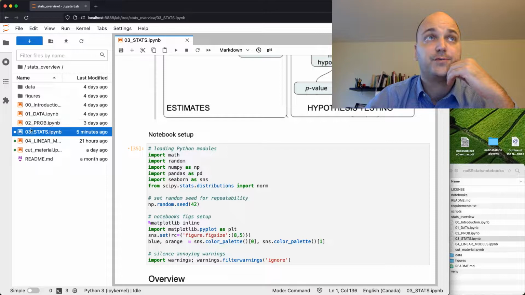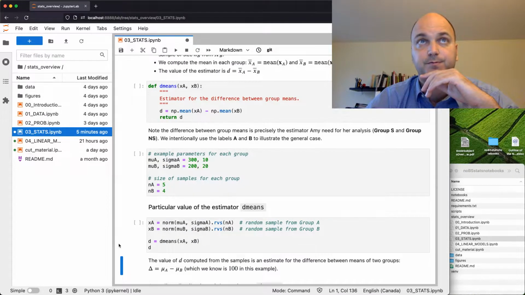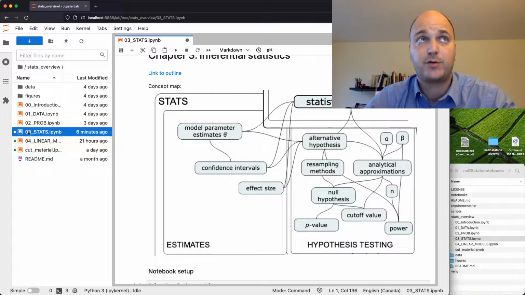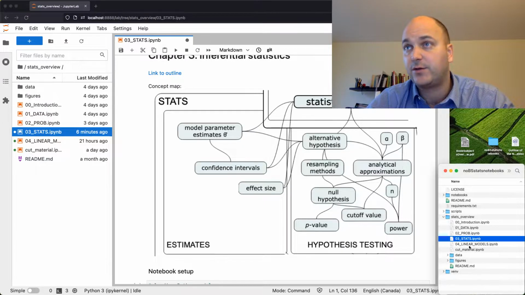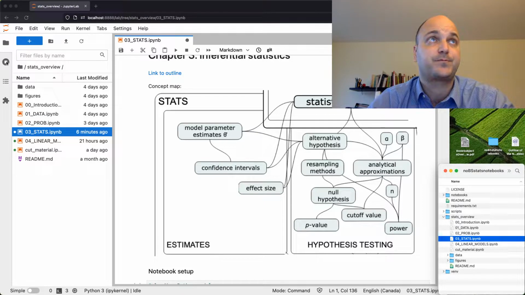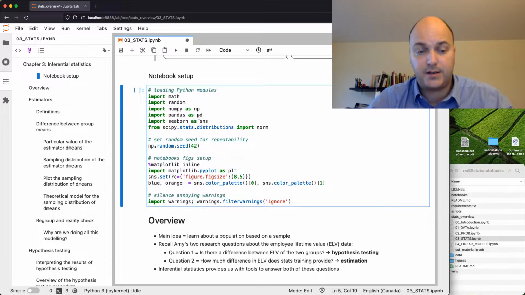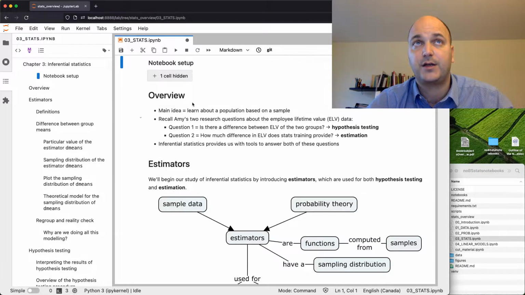As is usual, the first thing to do is clear all outputs. Oops, that jumped a lot. This is the notebook where we're working, 03 stats. If you have it on your file, this is the one you should be opening. Here is the outline. You can ignore this cell. It's just importing a bunch of the libraries. We don't want to discuss it.